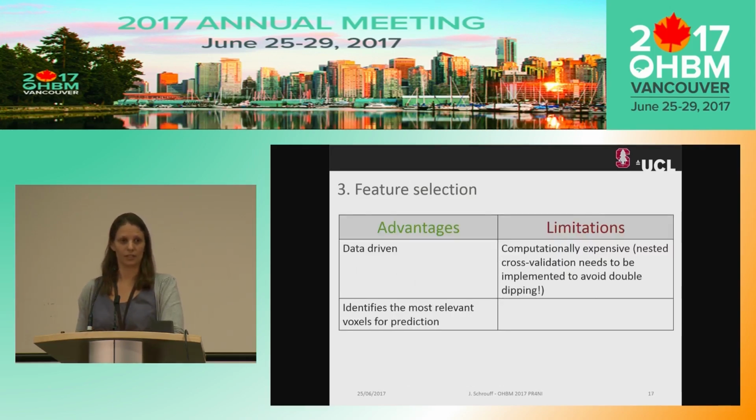This technique is data-driven, so that is not the same as selecting a region of interest. And it identifies the most relevant voxels for prediction according to the criteria that you chose. Nested cross-validation can be expensive, but that limitation is to be taken with a grain of salt. It's more the criteria. If you choose different criteria, you might end up with very different subsets, which I would say is more of a limitation.